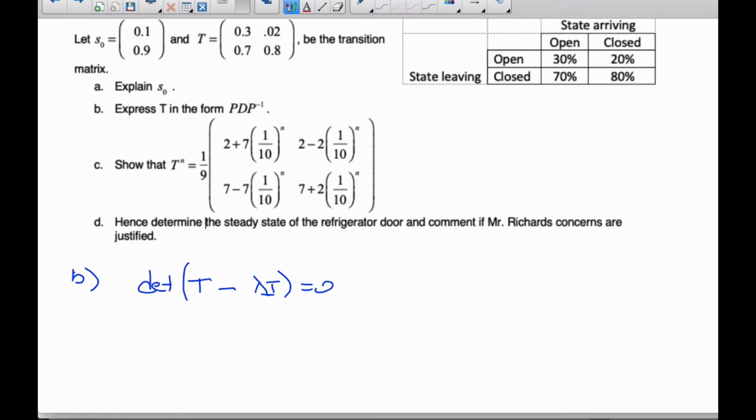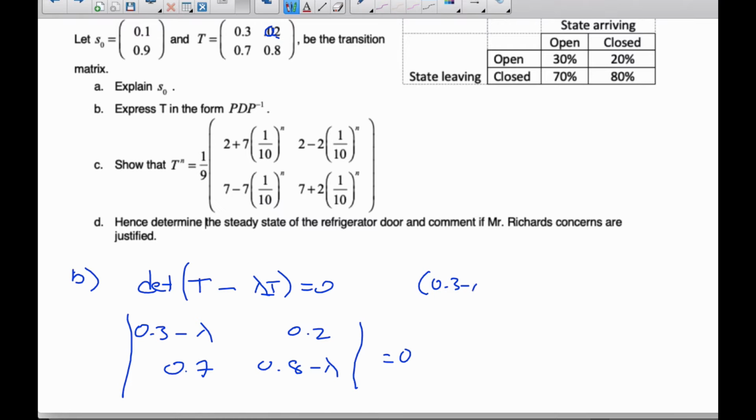And so this matrix T minus lambda I is 0.3 minus lambda, 0.2, oh, I just see a typo here, this should be 0.2 for 20%, and then 0.7 and 0.8 minus lambda. The absolute value of it means I'm going to find the determinant and make it equal to 0. So solving the characteristic equation, I get 0.3 minus lambda times 0.8 minus lambda, subtract the product of 0.7 times 0.2, equaling 0. I have to solve this characteristic equation.